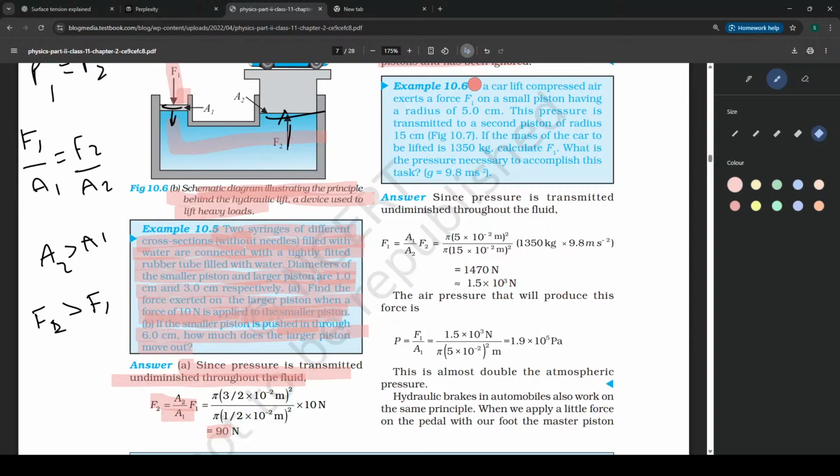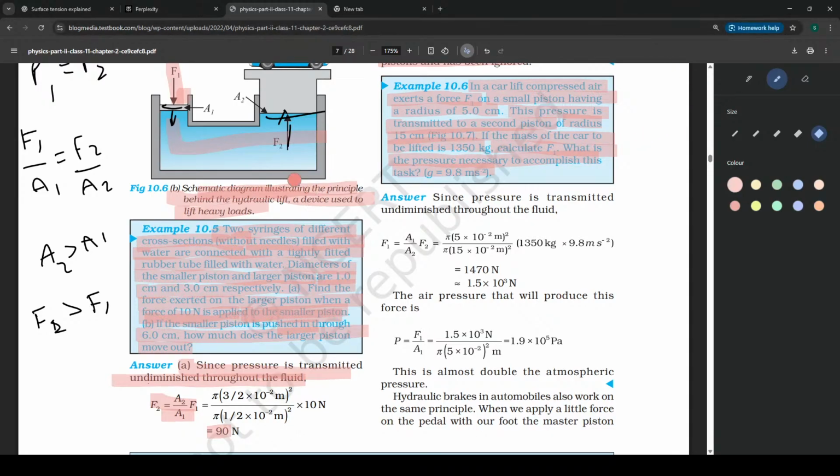Now let's go to the next example. In a car lift, compressed air exerts a force F1 on a small piston having a radius of 5 cm. This pressure is transmitted to a second piston of radius 15 cm. The mass of the car to be lifted is 1350 kg. Calculate F1. What is the pressure necessary to accomplish this task?